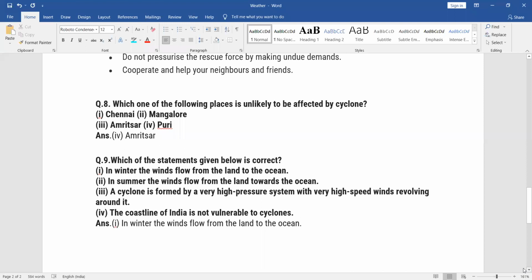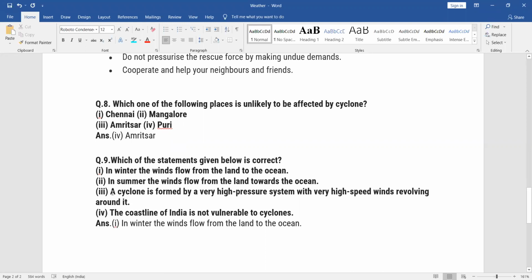Which of the following statements given below is correct? Just see what the options are. In winters, the wind flows from land to ocean. Yes, this one is correct. Next, in summer, the wind flows from land to the ocean. It is false, because in summer it is from ocean to land. So from all these four options, we find that the first option is the correct one.